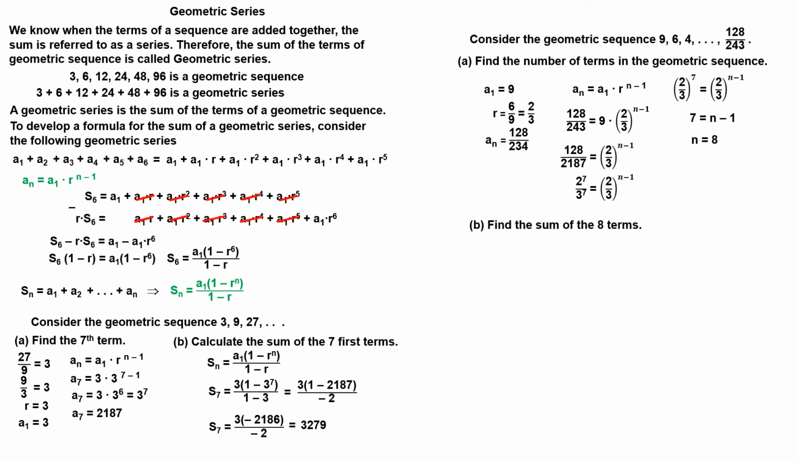Calculate the sum of the terms. Substitute the values of the first term, common ratio, and n into the formula for the sum of a geometric series and perform the calculations.